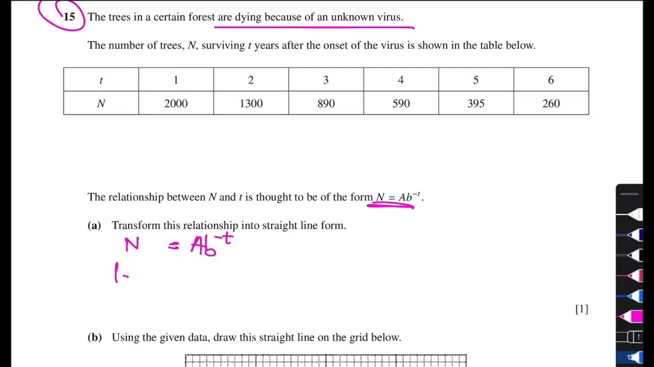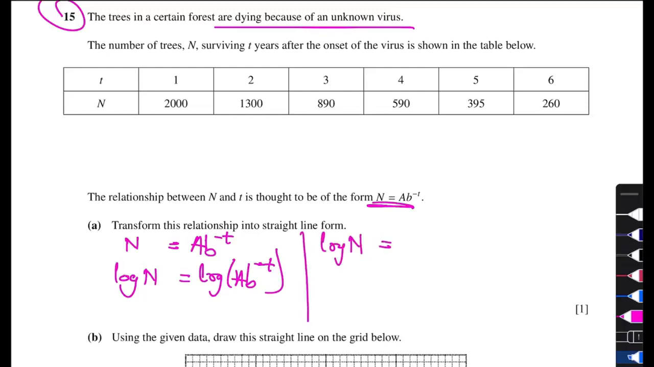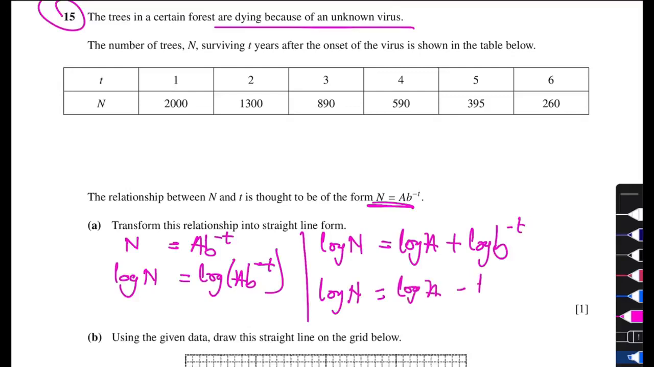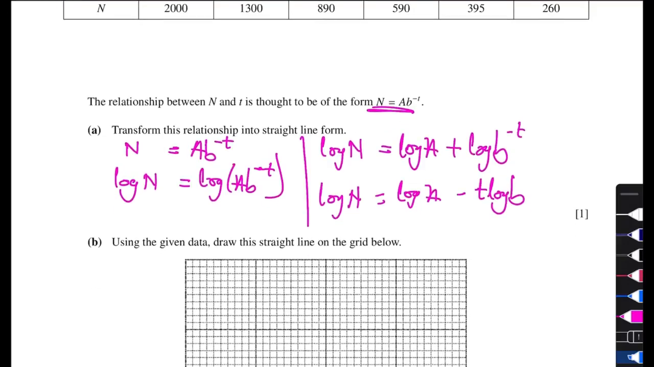So take the log of both sides, and then you are going to have log a, b power negative t. So this is going to give you log n is equal to log a plus log b negative t. Finally, you are going to have log a minus t log b, all right? And this is basically y is equal to, this is your mx, okay, plus c.